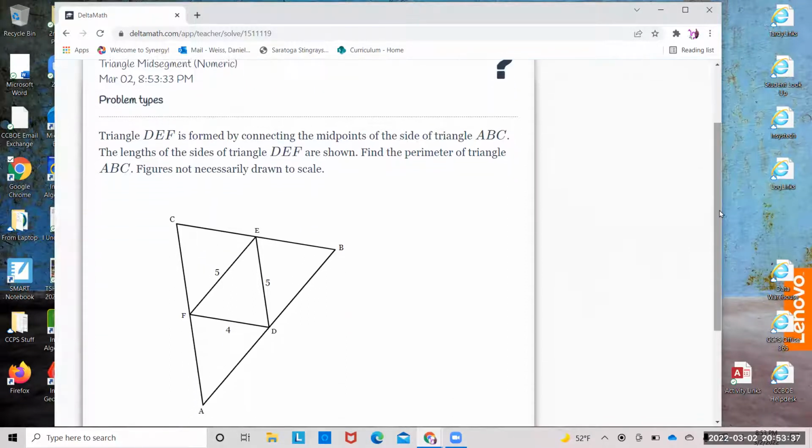Same thing. If this is 5, this is 10. If this is 4, this is 8. So what's the perimeter of ABC? Okay, 10 plus 8 plus 10, 28.